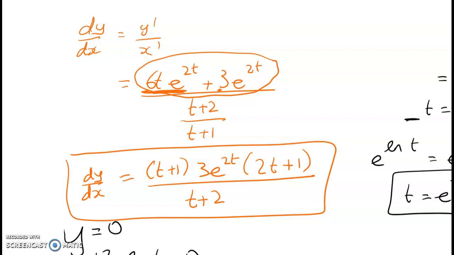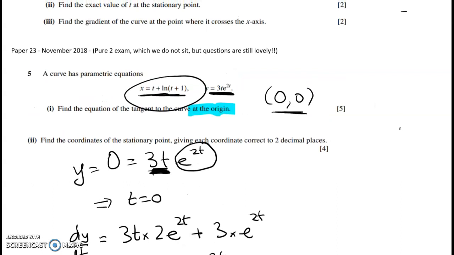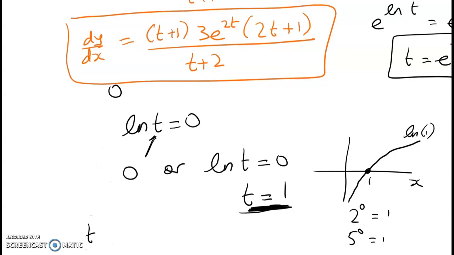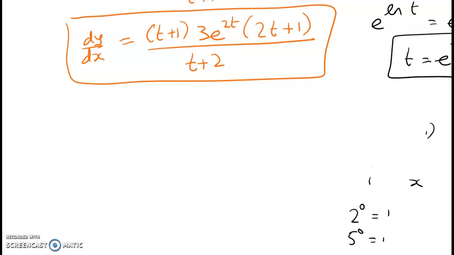Right, now we need that because the question was asking me to find the equation of the tangent to the curve at the origin. So all I've got to do is to find dy by dx when t is equal to 0. So we're going to substitute in t equals 0, and that's going to give me m, my gradient.